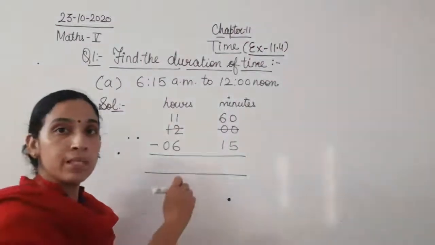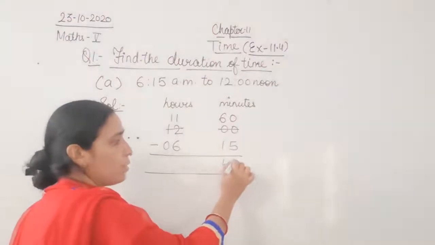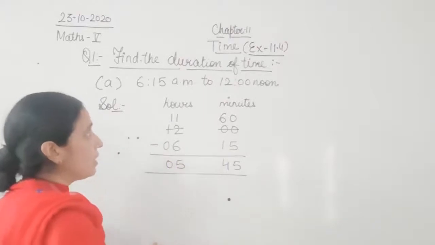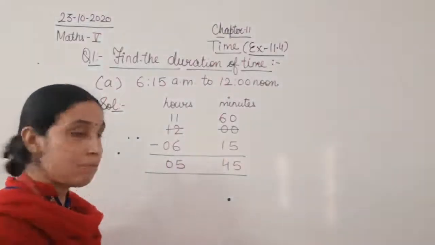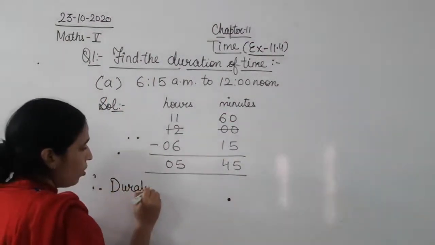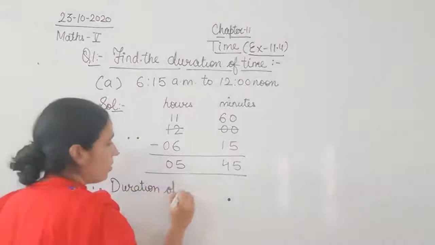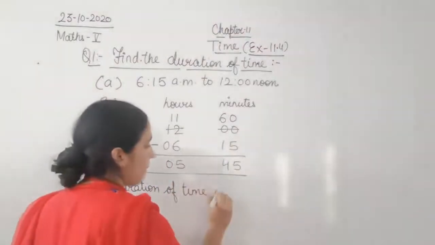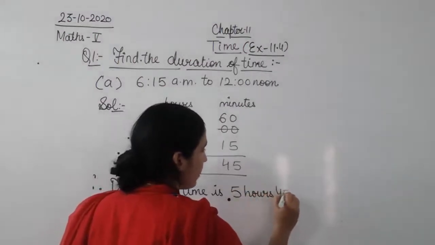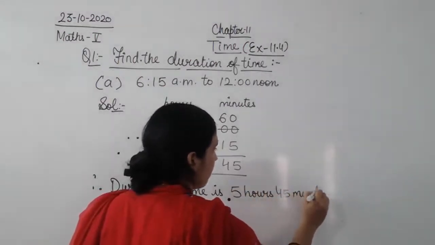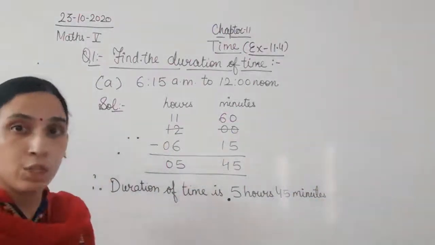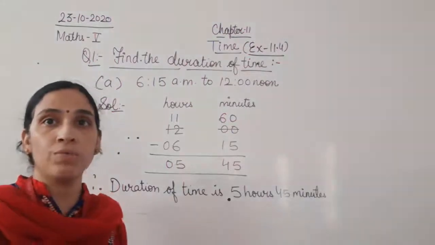So that will become 60. Now 60 minus 15, you will be left with 45, and here 5. So what is the duration of time? Therefore, we'll write in every question, therefore, duration of time is 5 hours 45 minutes. So this is your duration of time.